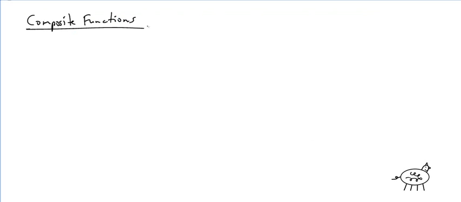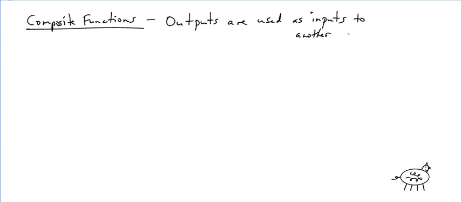Okay, I don't know if you guys remember that. Composite functions, like you do f of g of x and g of f of x. A composite function is basically outputs are used as inputs to another function. Okay, outputs are used as inputs to another function.